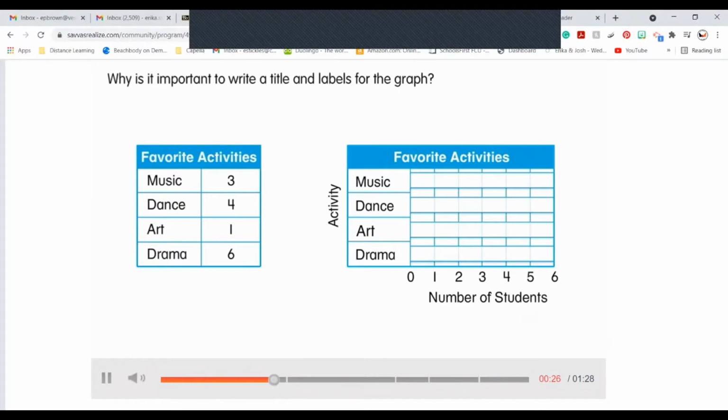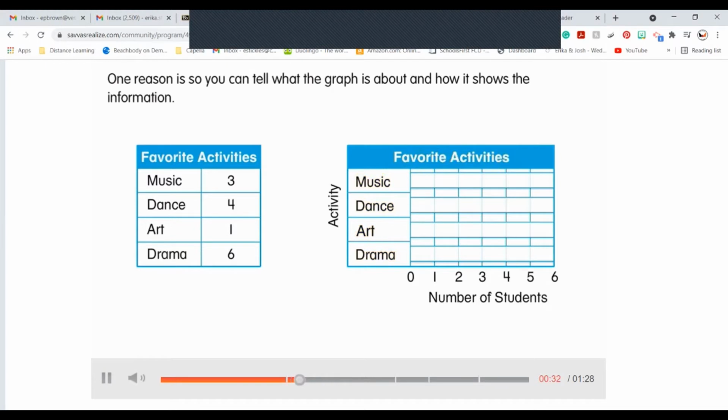Why is it important to write a title and labels for the graph? If we don't have a title, we don't know what the graph is showing. It could be showing anything. If we don't have labels, we don't know what the choices are. Instead of favorite activities like music and dance and art and drama, it could be eating, sleeping, drawing, and coloring. We don't know. It could be totally different activities. So we have to have the title to tell us what we're talking about and the labels to tell us what the choices are.